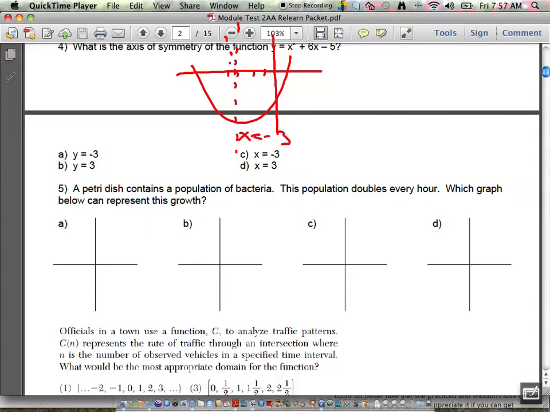Remember, any vertical line is always x equals. As soon as they ask you for axis of symmetry, you should write x equals. That should be automatically written down. Then you just see where does x go through. In this case, it's going through negative 3. So x is negative 3. Next question.